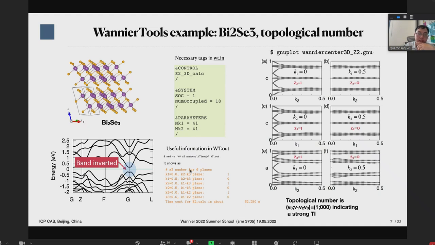After you provide the necessary tags in this file, you can run WannierTools, and in the end we prepare some scripts to plot the Wilson loop figures. You just use the general gnuplot to plot this, and from this plot you can tell that at the kz equals zero plane, Z2 equals one, and for this one Z2 equals zero, so there's no crossing.